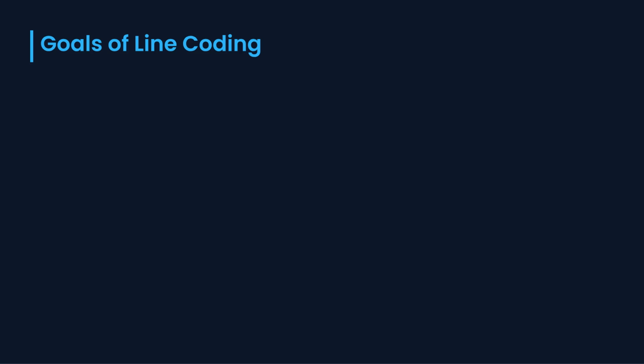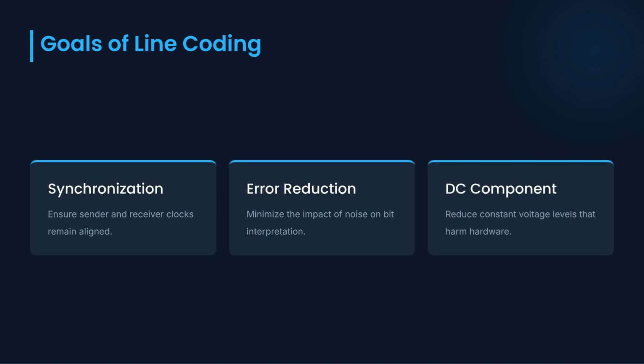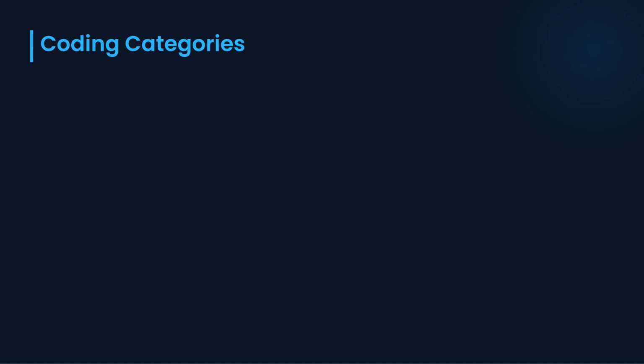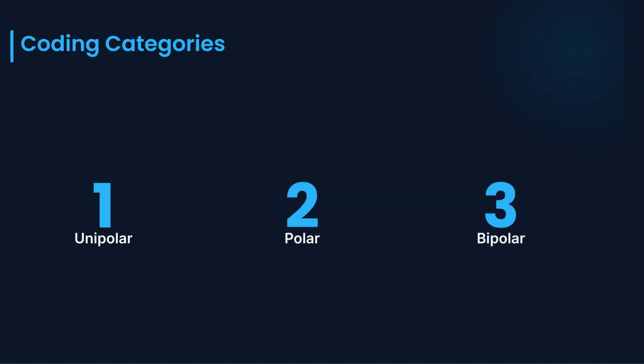The main goals of line coding are achieving synchronization between the sender and receiver clocks, reducing errors caused by noise, and eliminating the DC component to protect hardware. Line coding techniques are broadly categorized into three types: unipolar, which uses only one voltage level; polar, which uses both positive and negative voltages; and bipolar, which uses three voltage levels.